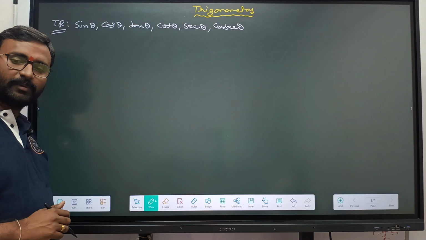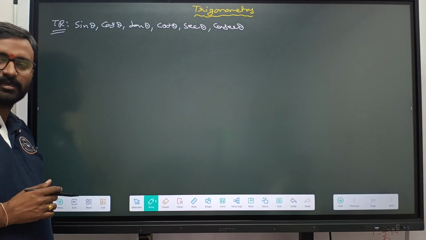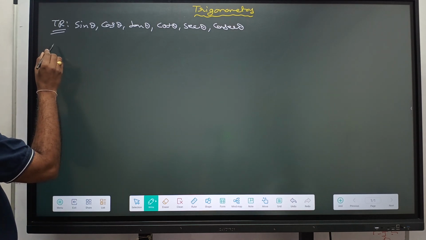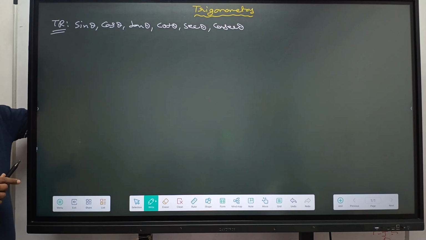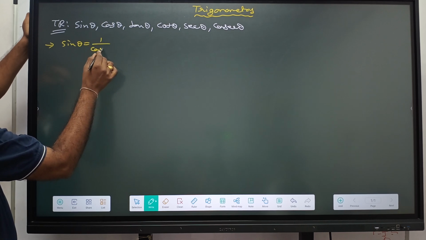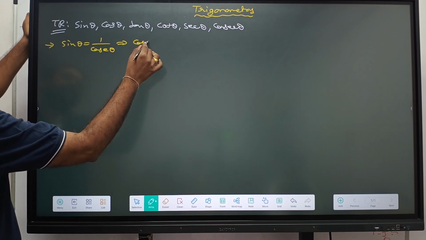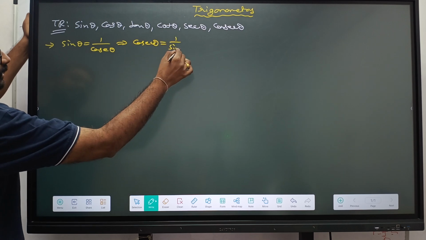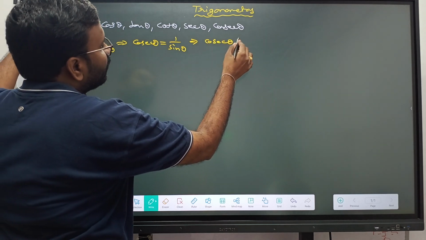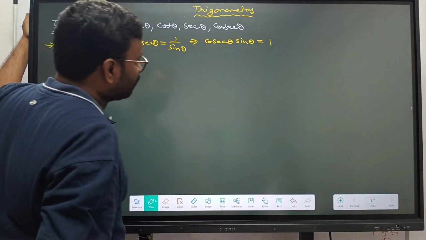And you know till the properties, that is identities, sin square theta plus cos square theta is 1. I'm writing those properties once. Before that, you know that sin theta is the reciprocal of cosecant theta, and cosecant theta is the reciprocal of sin theta. Similarly, we have the remaining two also. Finally, we can write one formula: cosecant theta into sin theta is always equal to 1.